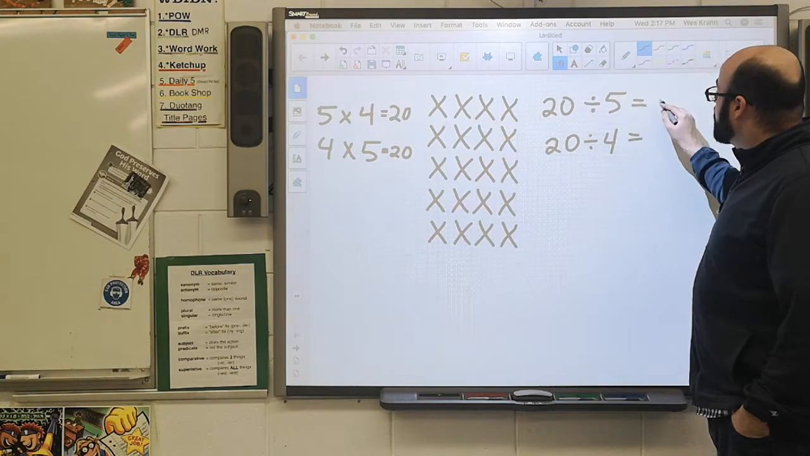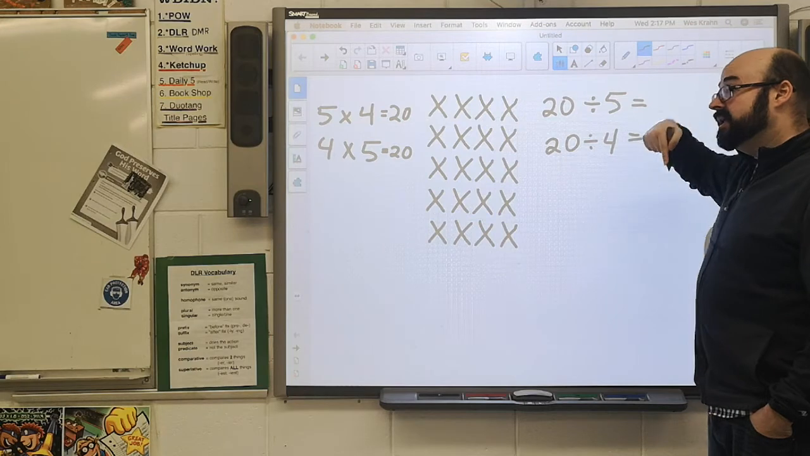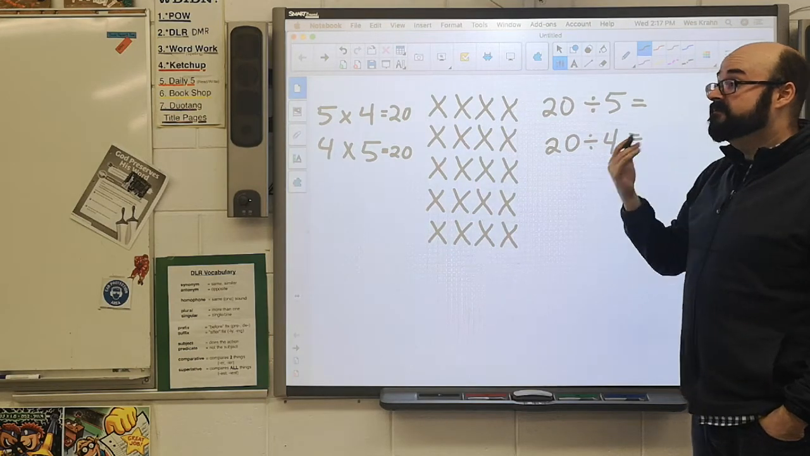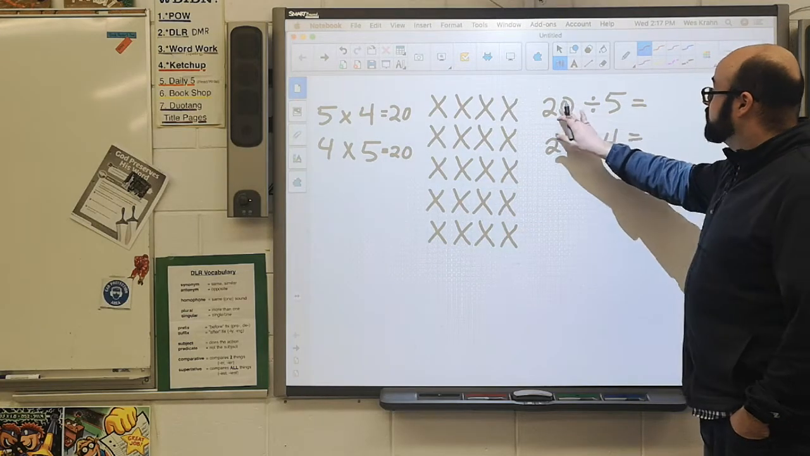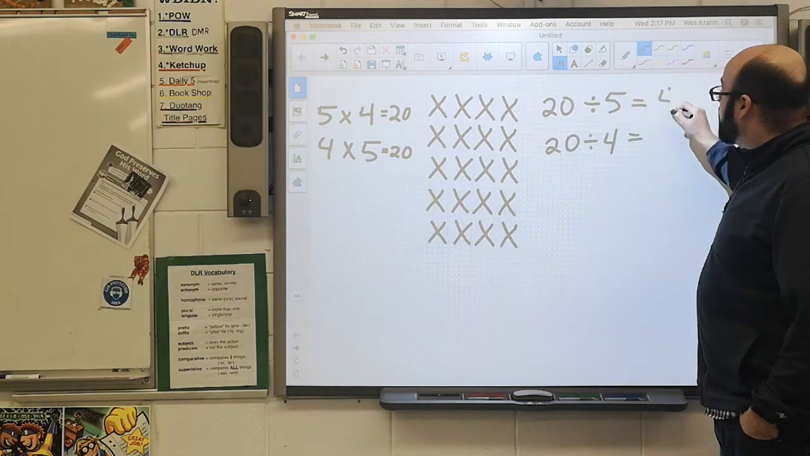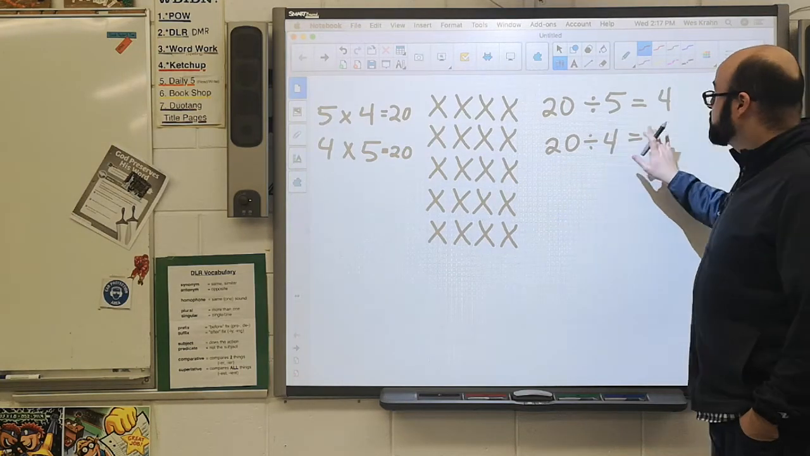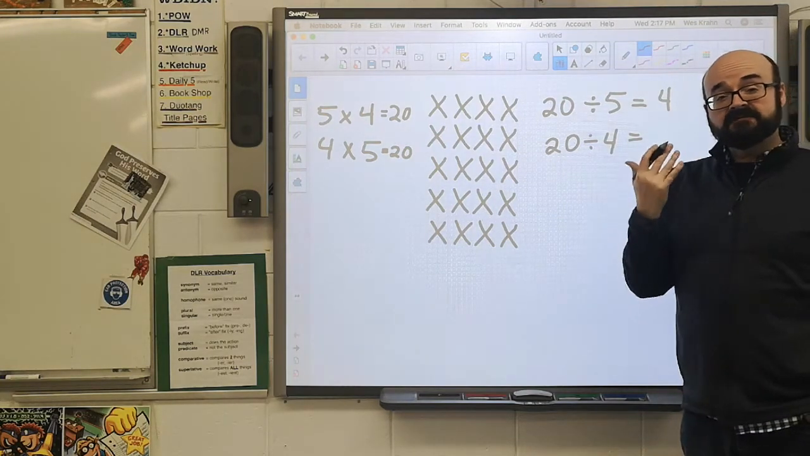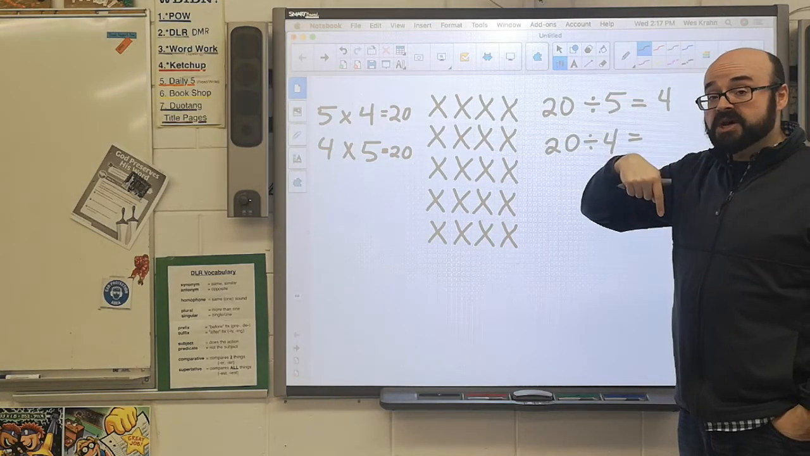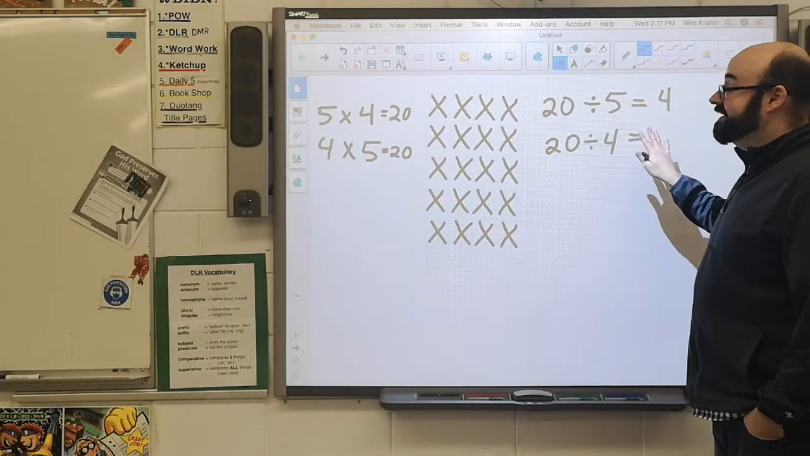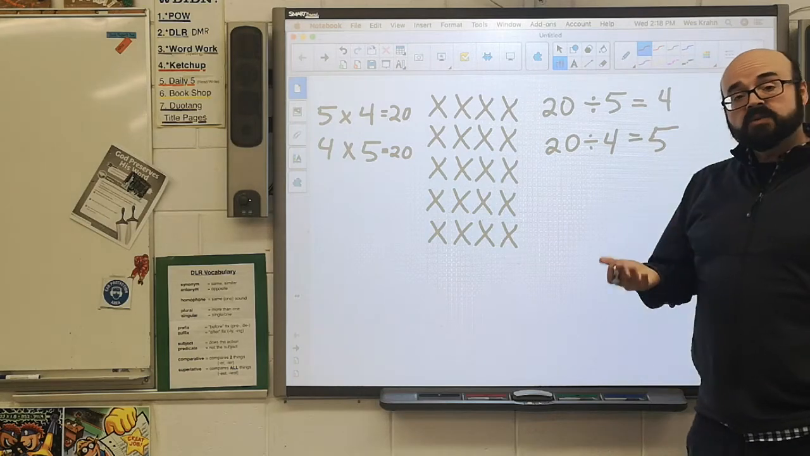So 5 groups of 5 is going to be 25. That's too high, so I'll guess lower. 5 groups of 4. 5 groups of 4 using clock facts tells me that it's going to be 20. That's exactly what I want, 4. Same thing for over here. If I've got 4 groups of something, I always guess 5, because then I can tell whether it's got to be higher or whether it's got to be lower. 4 groups of 5 is 20, so I don't actually have to do any more work. This is what division is.